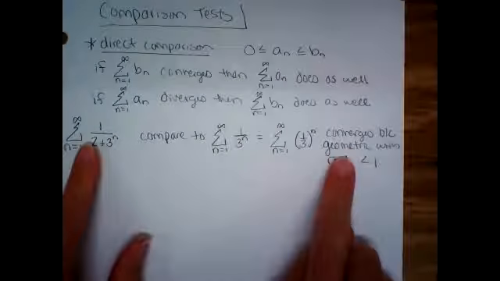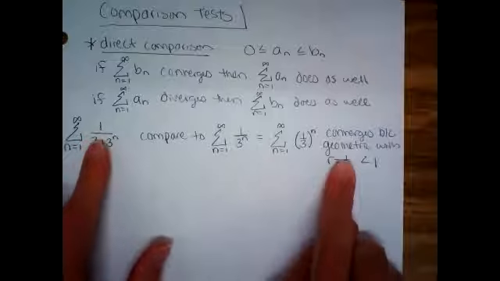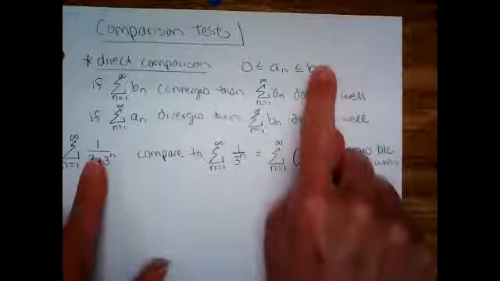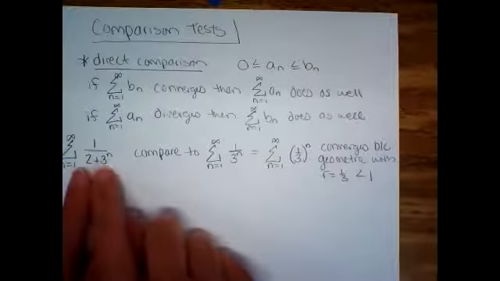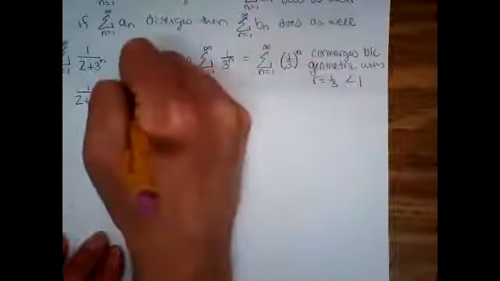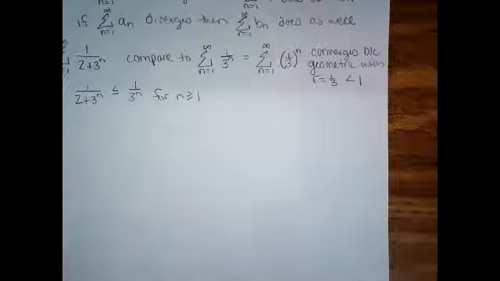So if this one converges and we want to try to say that this one converges too, this has to be the larger one. If you want to use A and B, this has to be the B sub n. Do you see what I'm saying there? Like if this one converges and we're trying to say this one does too, we have to say that this is smaller. All right. So we're going to say 1/(2 + 3^n) is smaller than 1/3^n for n bigger than 1.